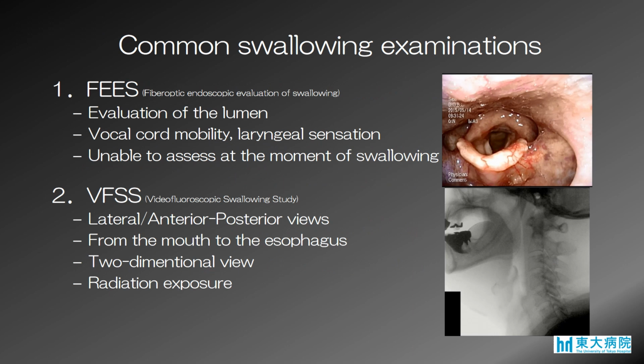Now, we usually do two common instrumental swallowing examinations, FEES and VFSS. Regarding FEES, we can evaluate the pharyngeal lumen via endoscopy. Vocal cord mobility and laryngeal sensation can also be evaluated. However, it is unable to assess the pharynx at the moment of swallowing.